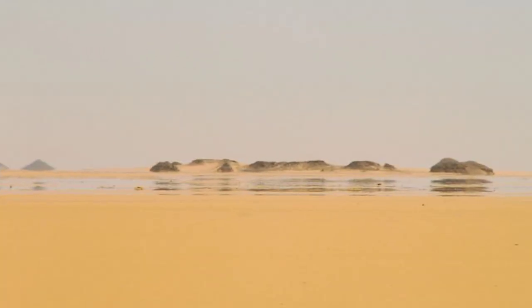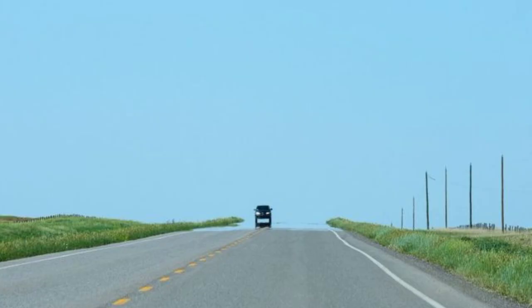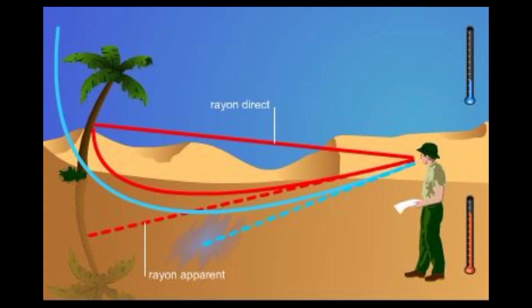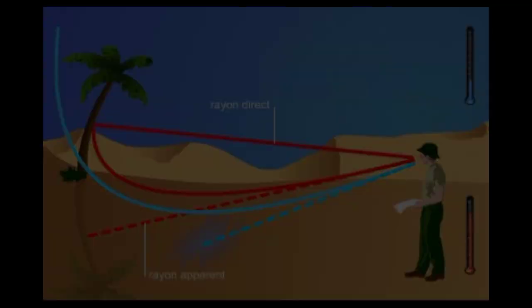Did you know that the mirage has two types? Inferior and superior. Inferior mirage. This is the most common type. It happens when the ground is very hot and the air near the ground is much hotter than the air above it. Light bends upward, creating the illusion of water on the ground.